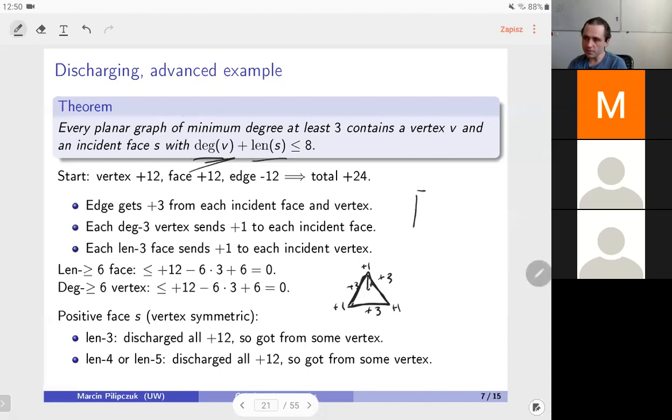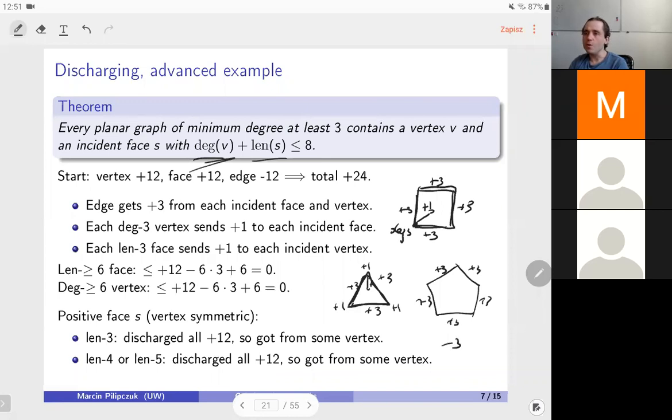So what happens with a face of size 4? This is exactly the same. It discharged +3 to all the neighboring edges, so it got 0. If it got positive charge, it's only because some vertex sent back +1, and this is a vertex of degree 3. So there's a face of size 4 with a vertex of degree 3 nearby. We are done. The other case is a face of size 5, and this is the same. It sent +3 everywhere, so it ended up with -3.